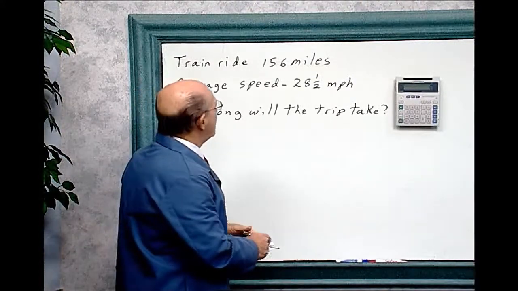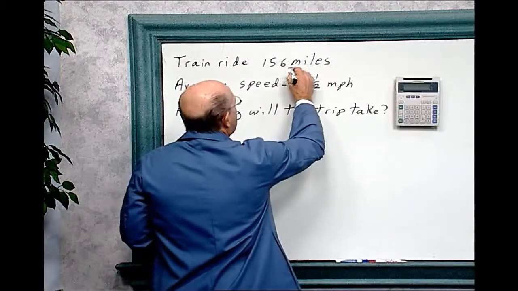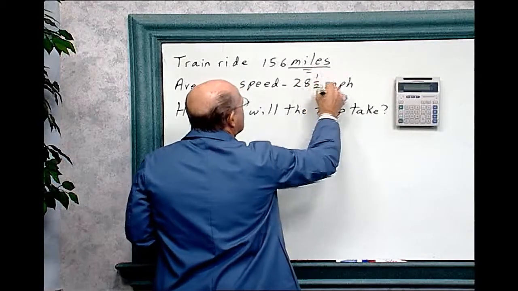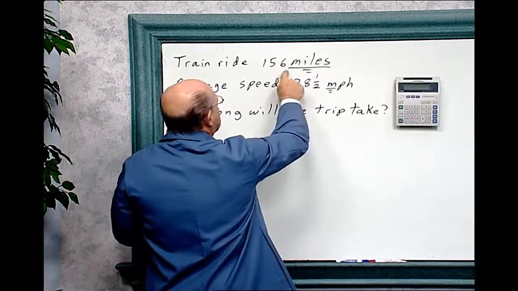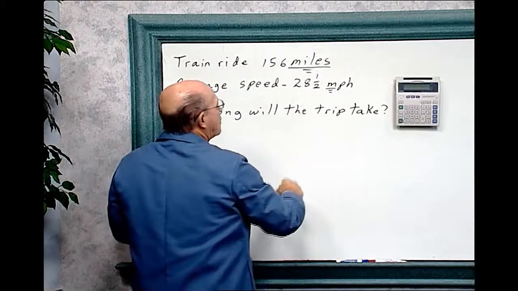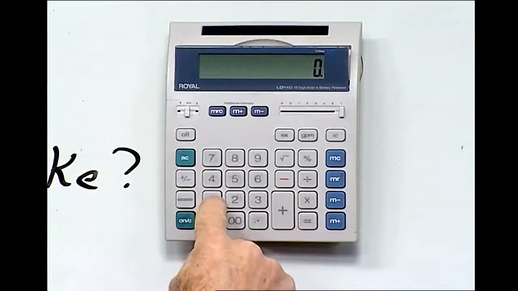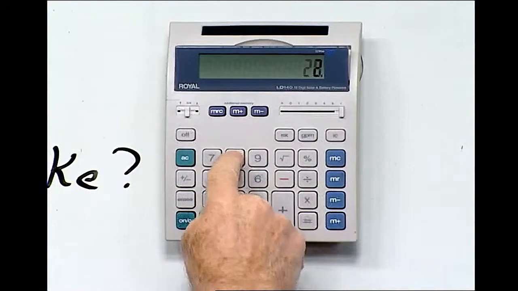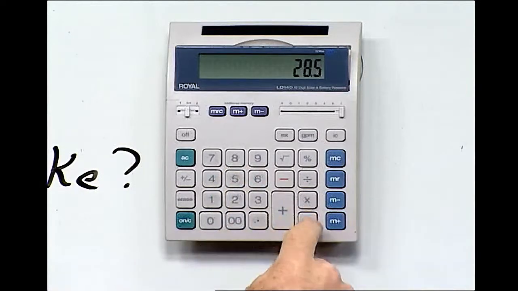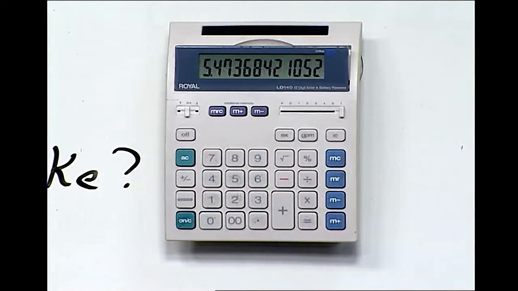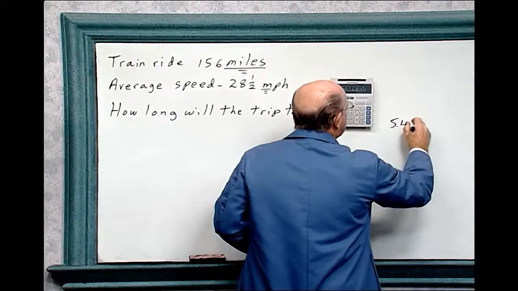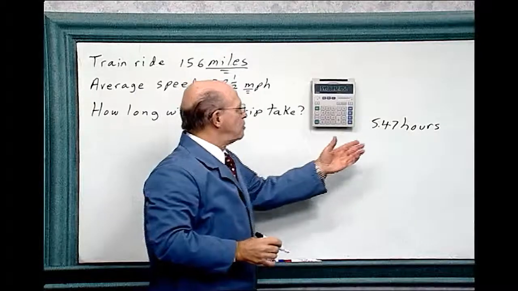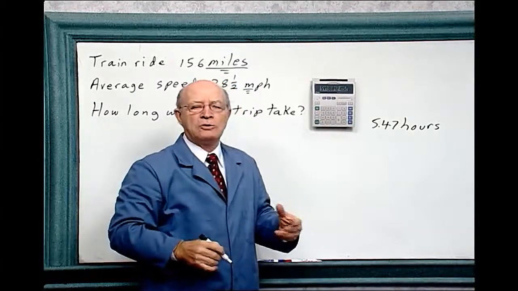And so all we have to do then is, now notice this is in miles, and this is also in miles. So all we have to do then is divide 156 by 28.5. So 156 divided by 28.5 is a half equals, so it takes 5.47 hours for that train trip. So basically about 5.5 hours you'll be on that train.